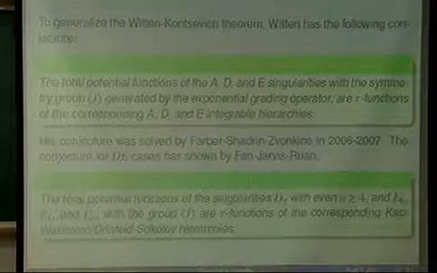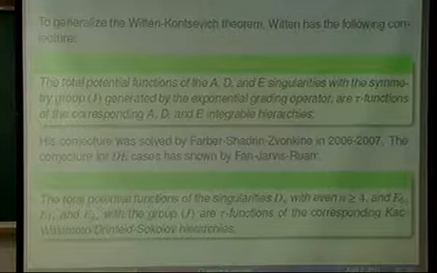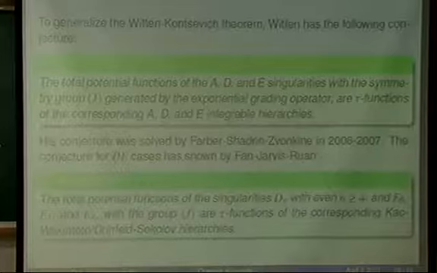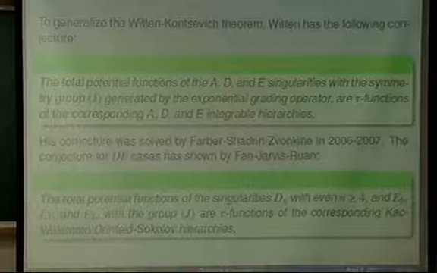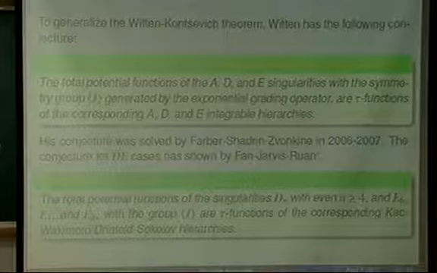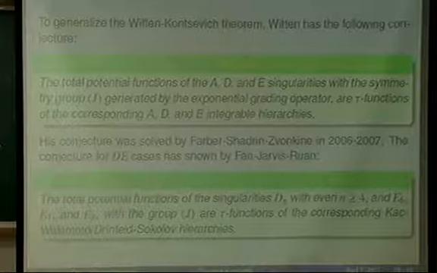For the A_N case, this was solved by Faber, Shadrin, and Zvonkine. We proved the D and E cases. I will just show the theorem. The total potential functions of the singularities D_n with n even, n greater or equal than 4, and E6, E7, and E8, with the group J, are tau functions of the Kac-Wakimoto or Drinfeld-Sokolov hierarchies.